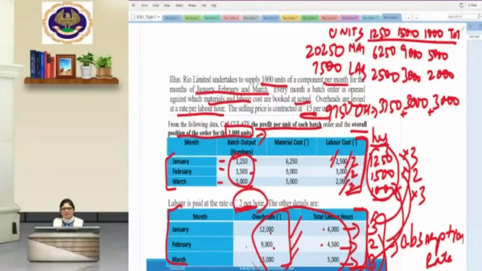Total cost is there. We have calculated. Sales we can calculate. Selling price is given. Units we have. So total sales month-wise and total profit month-wise and total. You should be ready.